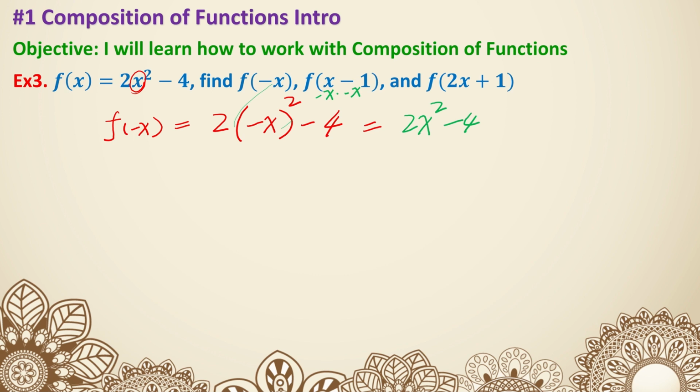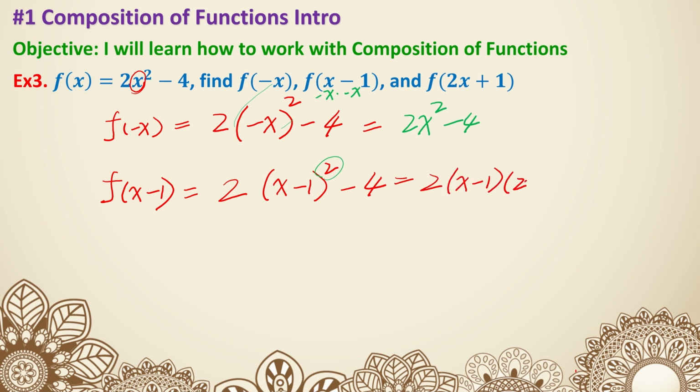Moving on, f of x minus 1. That means we are going to need to replace the x with x minus 1. To be clear, whenever you do see something like this, the order of operations tells us we do have to deal with a square first. So whenever you see a square, my suggestion is write it twice. Because technically it is that x minus 1 times itself.